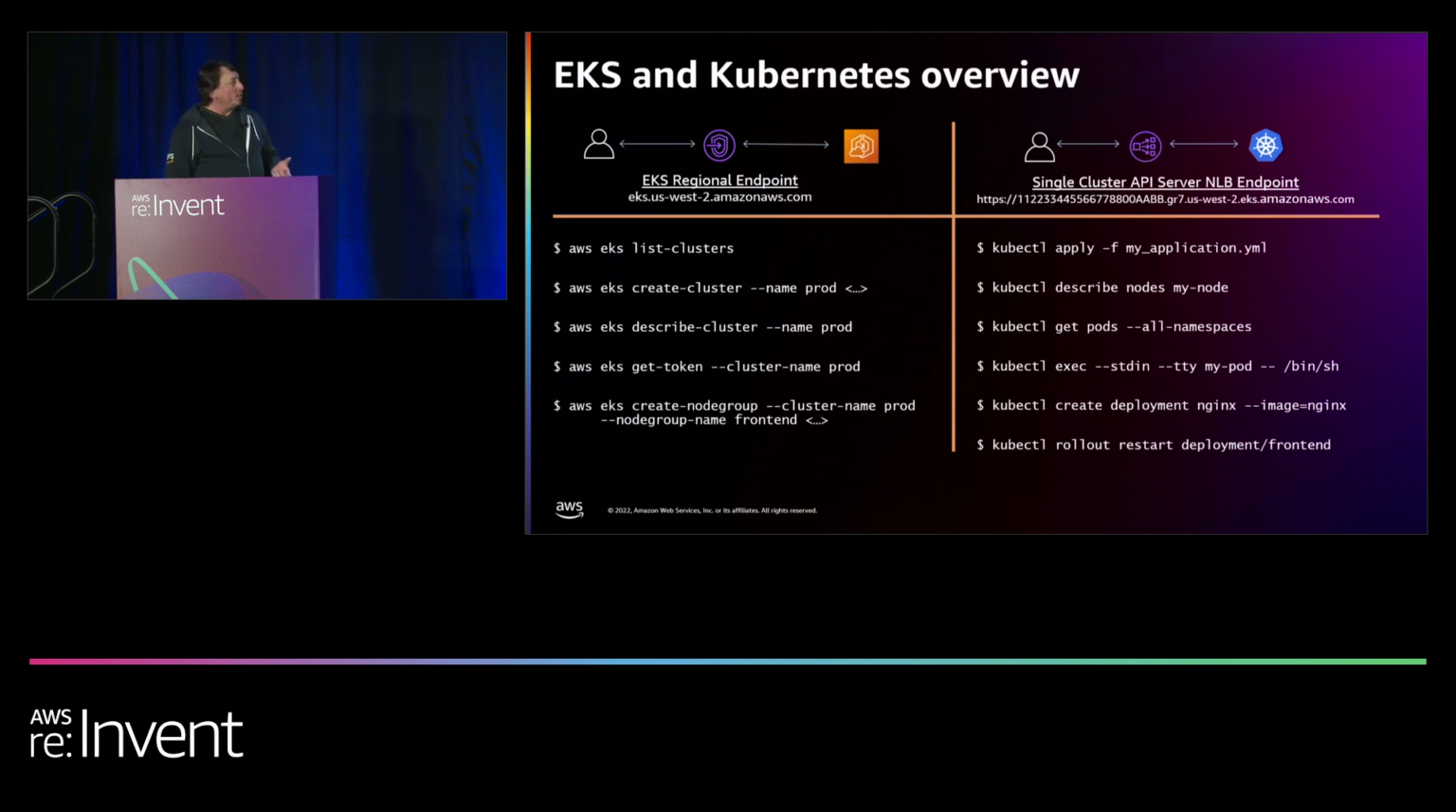So what is the regional endpoint for? Well, the EKS regional endpoint is for setting up your cluster, creating it, describing it. It's effectively the CRUD operations that you want to apply to your clusters to configure all of the AWS level services running on the cluster. So node pools, I have the create node group up there, add-ons, identity providers, things like that.